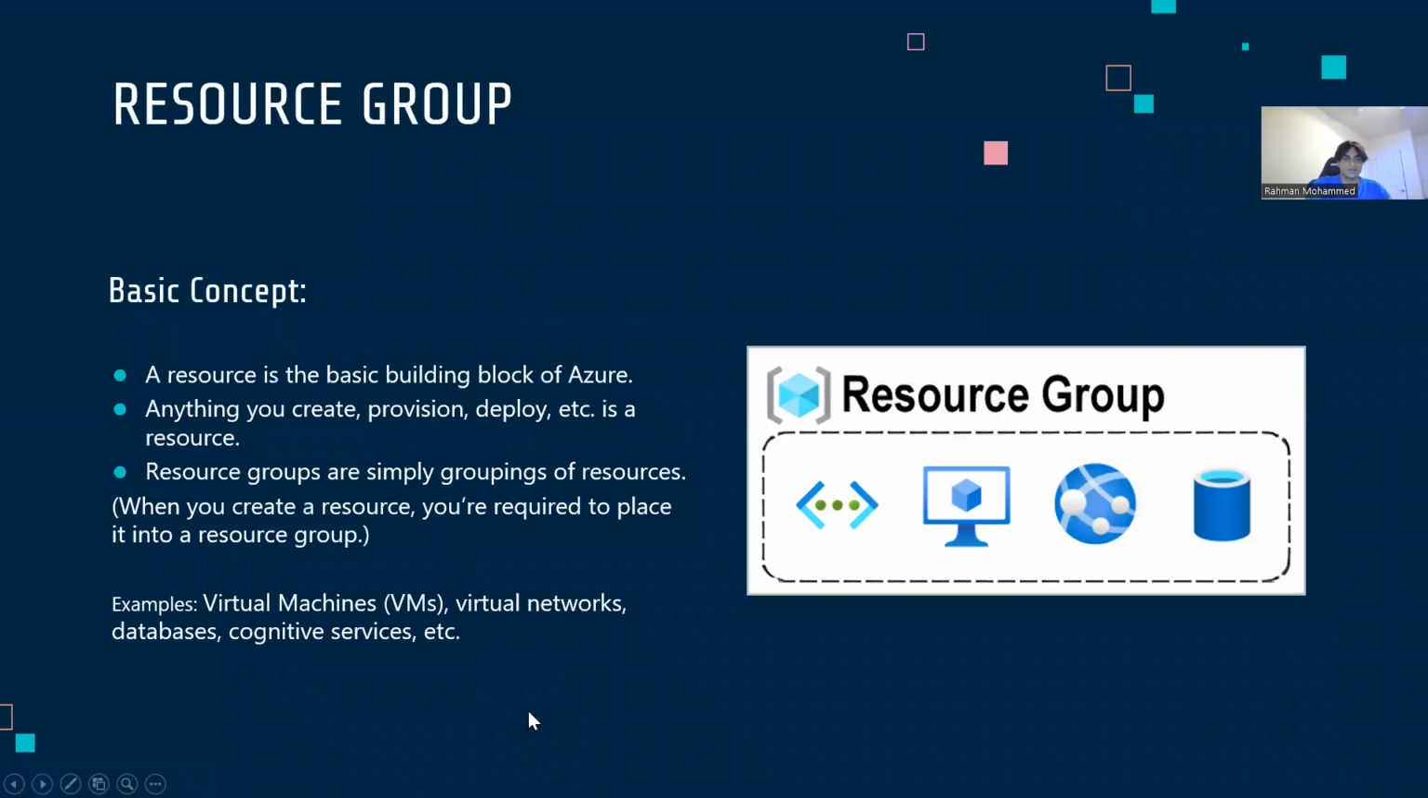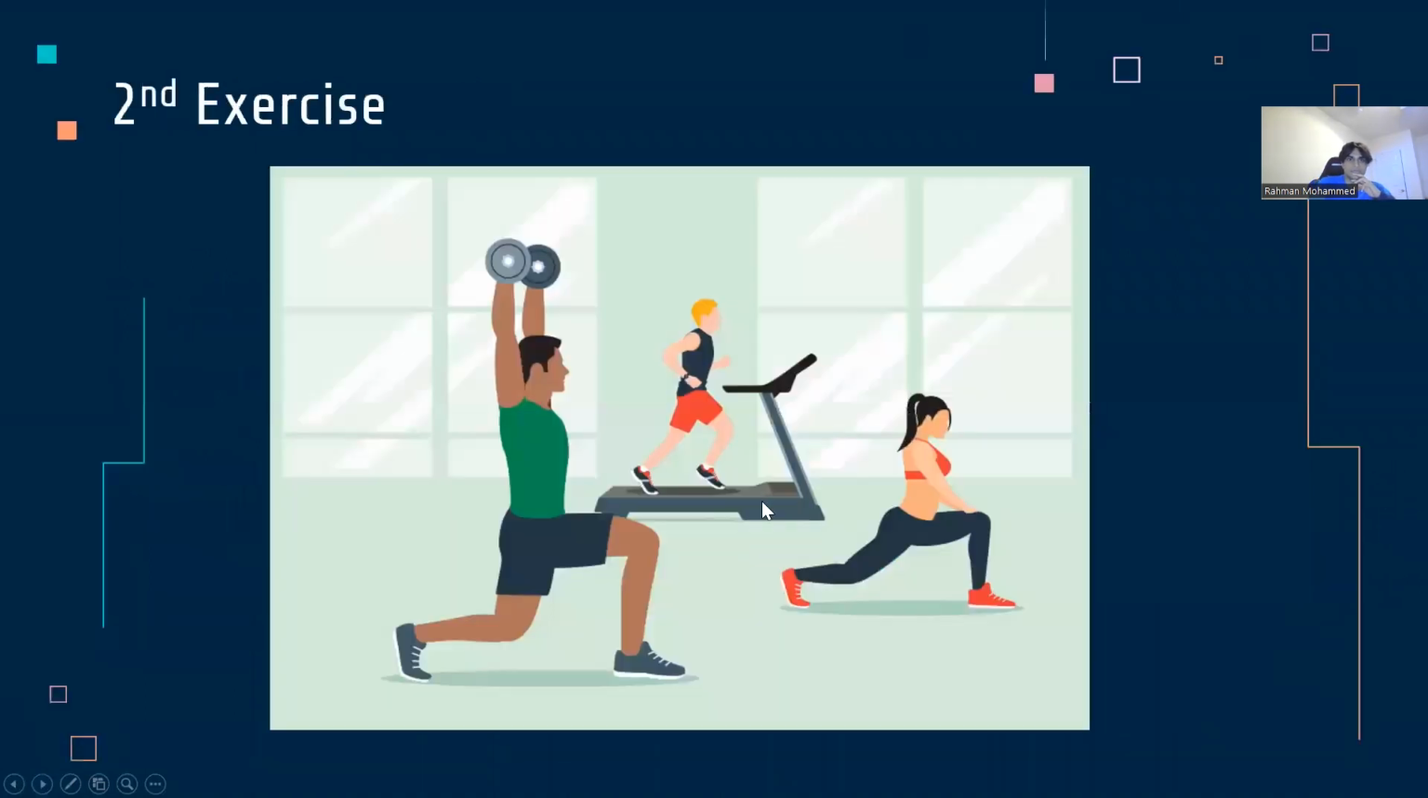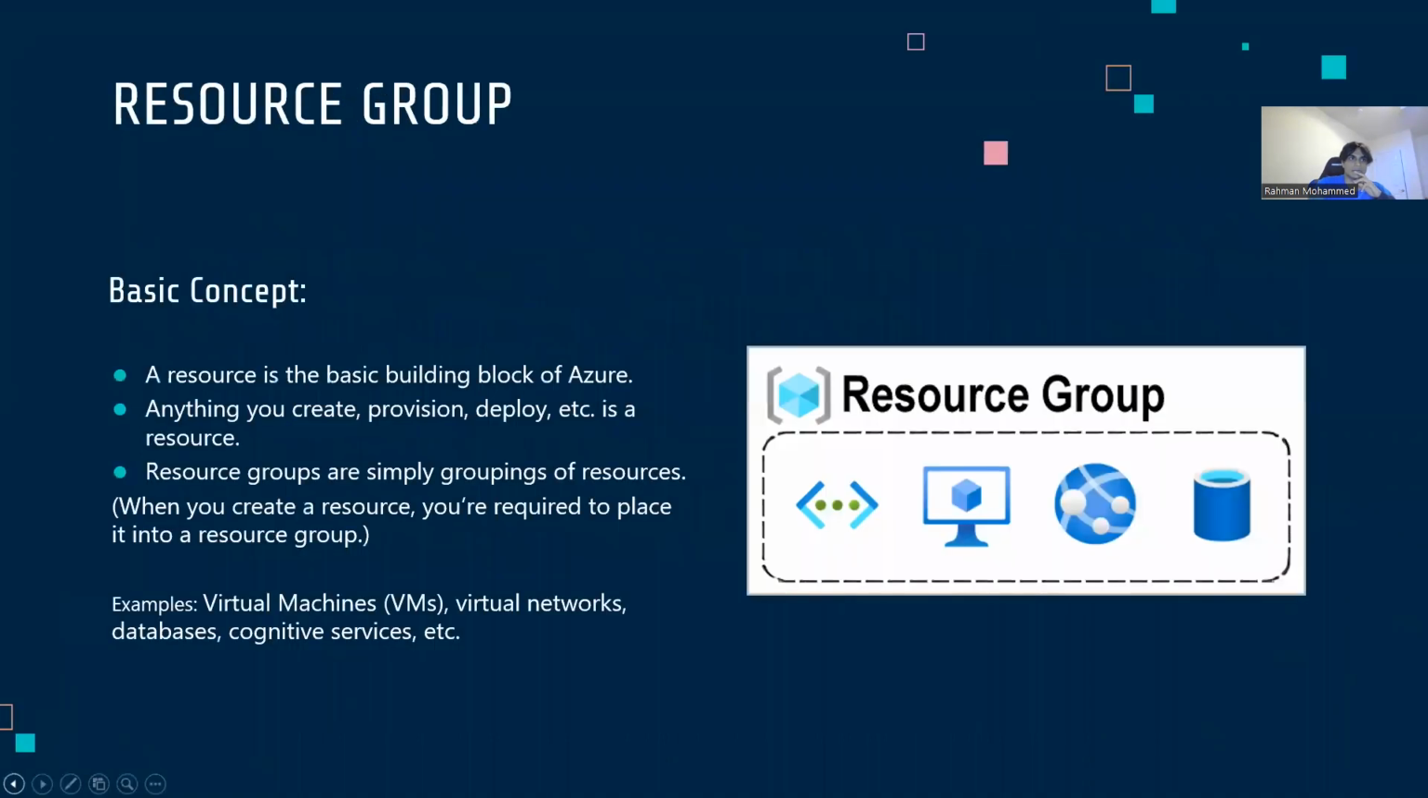So later on, it talks about a resource group. And going back to the resource group, all you need to know is it's a basic building block of Azure. Anything you create is a resource. All four of these are resources, and you need to put them in a resource group. That's it. Here are some examples. So virtual machines, cognitive services.